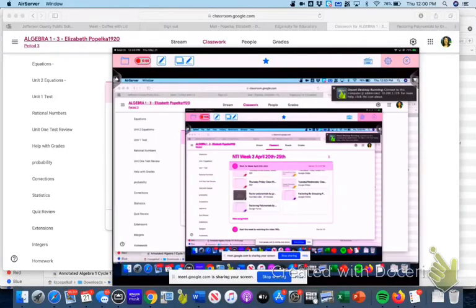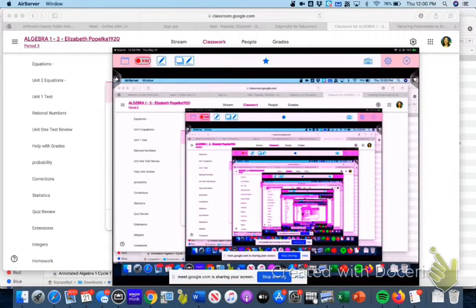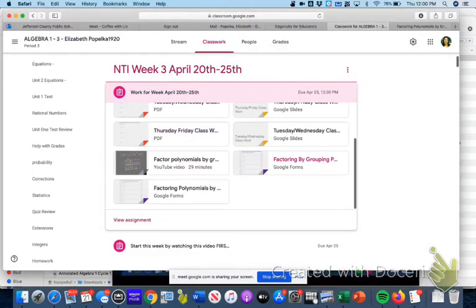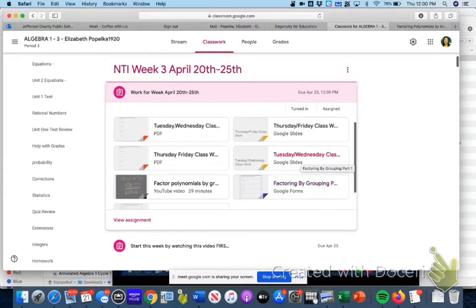It's going to be the Google form that says factoring by grouping part 1. So you see that one right here? Is it in the work for April 20th? Yes, ma'am. Oh, yes, I see that.